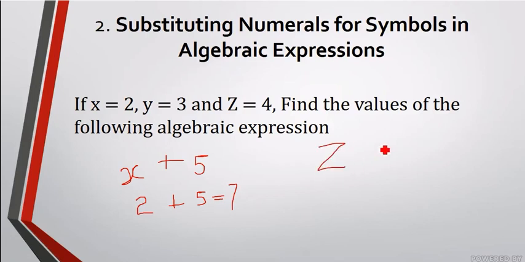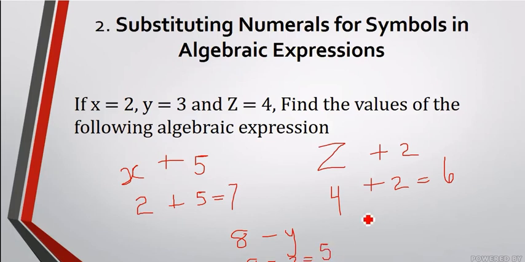Let's do a next example. If I was given z plus 2, what is the value for z? The value for z is 4. So it's going to be 4 plus 2. The total value of this is going to be 6. If I was given 8 minus y, what is y? Minus y, 8 minus 3. The value of this expression is going to be 5.